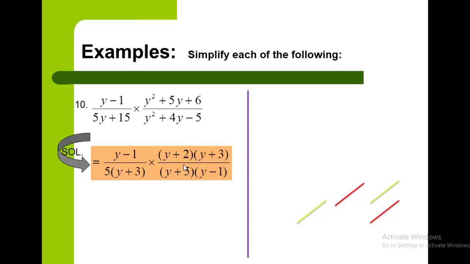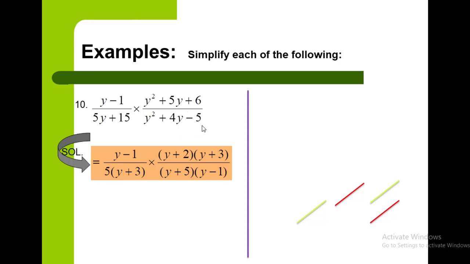The first one y plus 2 and the second one y plus 3. We will factorize the first term and the third term only. y squared is factorized into y and y. We will factorize 6 into 1 times 6 or 2 times 3. We will choose 2 and 3 because their sum equals 5, the middle term. And we will repeat the middle sign, positive, in the two brackets because the last sign is positive.